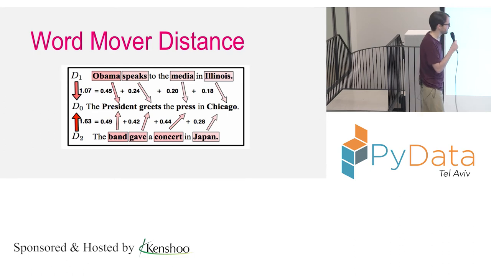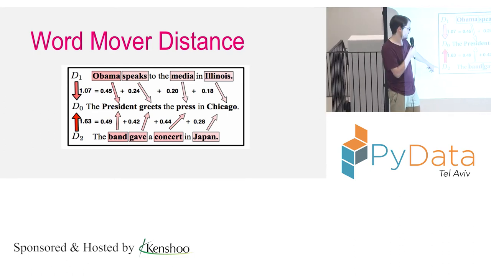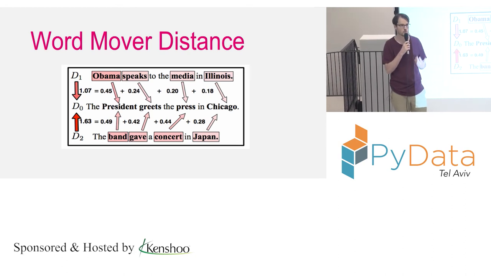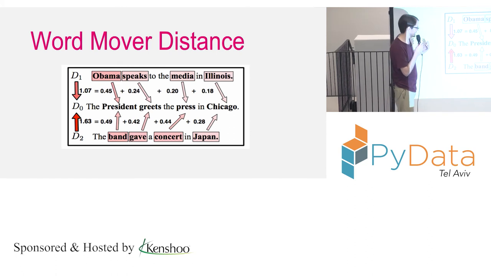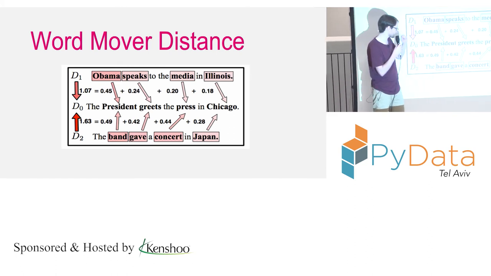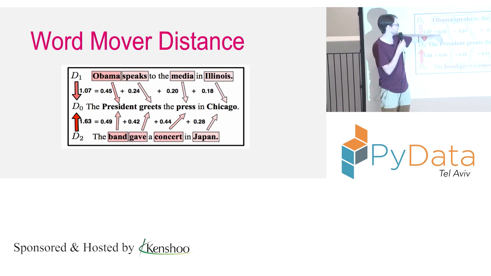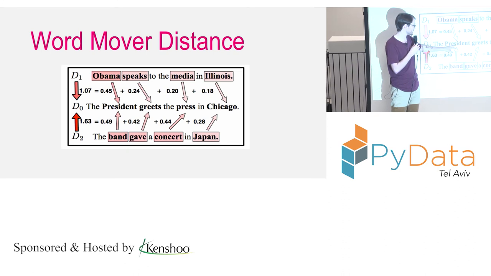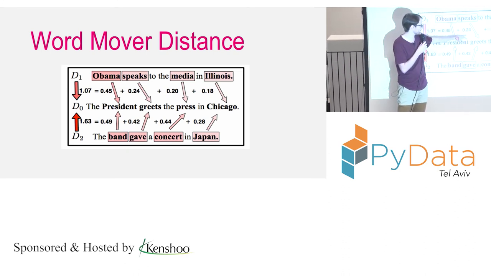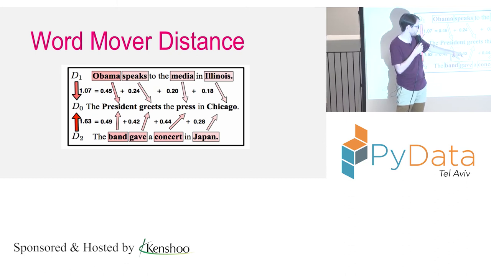I have two sentences: "Obama speaks to the media in Illinois" and "The band gave a concert in Japan." I wanted to see which of these sentences is the closest to "The president greets the person in Chicago." So I compare Obama to president, and the distance is 0.45, and the band to president is 0.49. Speaks to greets is 0.24, and it's much closer than gave to greets, which is 0.42.